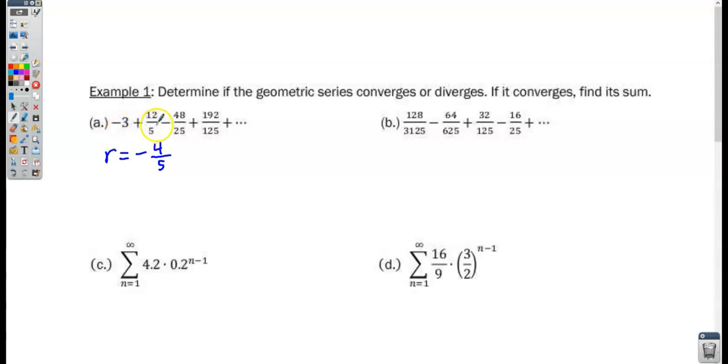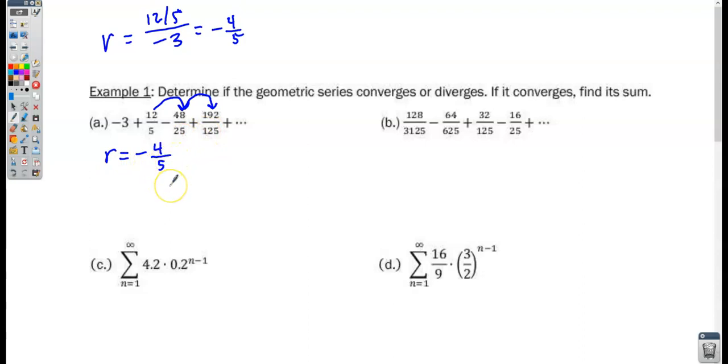So if this is geometric, that is our R value. Like I said on the previous page, if you're ever stuck and you want to find the R value, R is always going to be equal to the second term divided by the first term. Now note, if we multiply 12/5 by -4/5, it gives us the next term. And if we multiply that by -4/5, it gives us the next term. So this is clearly a geometric series.